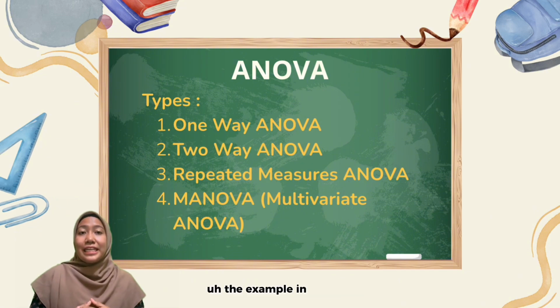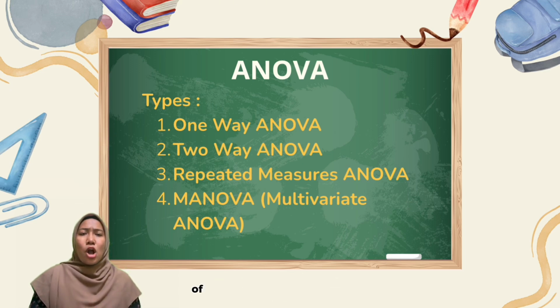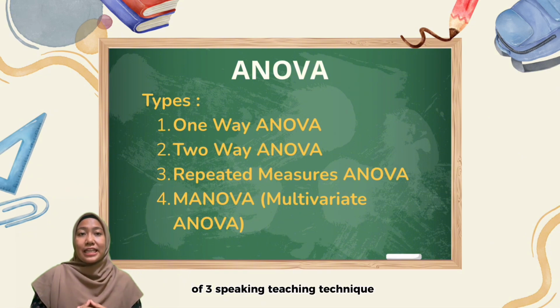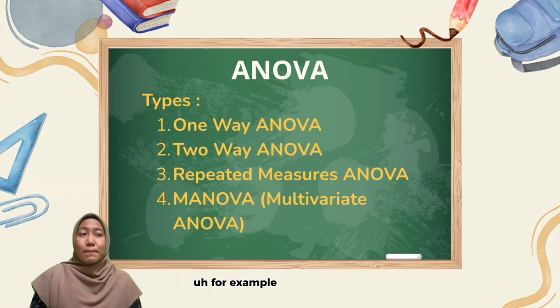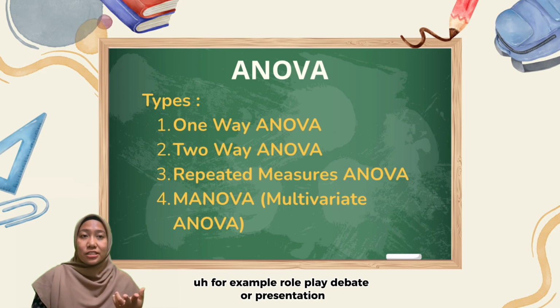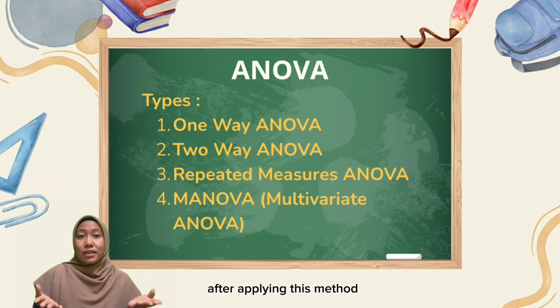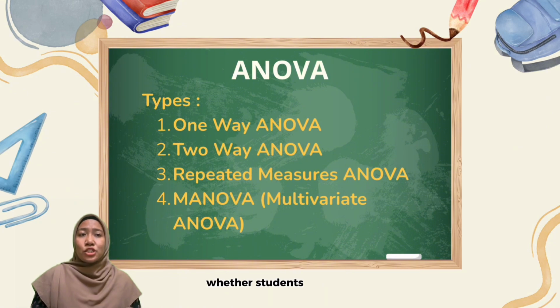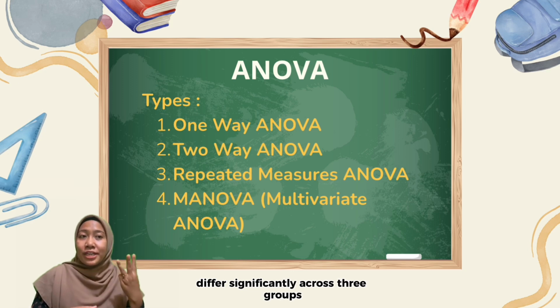The example in ELT is a lecturer compares the effectiveness of three speaking teaching techniques. For example, role play, debate, or presentation. After applying this method, ANOVA is used to test whether students' speaking performance differs significantly across three groups.